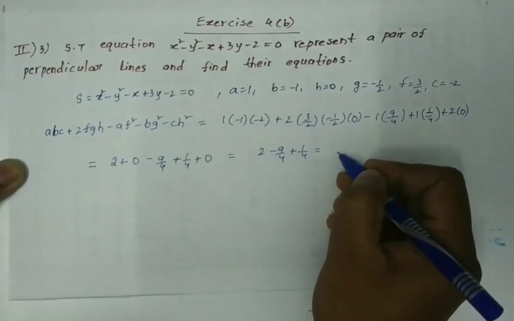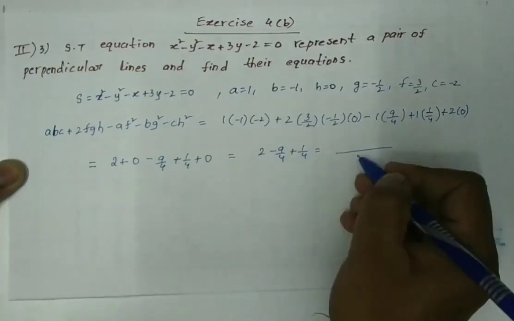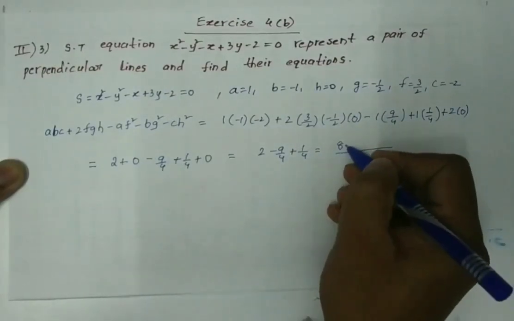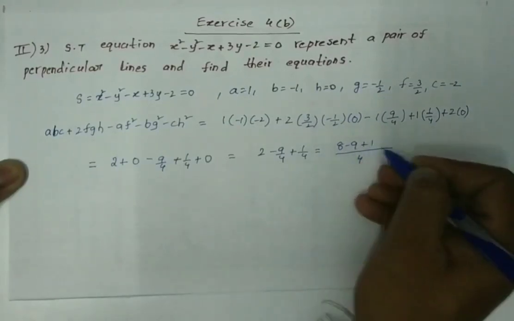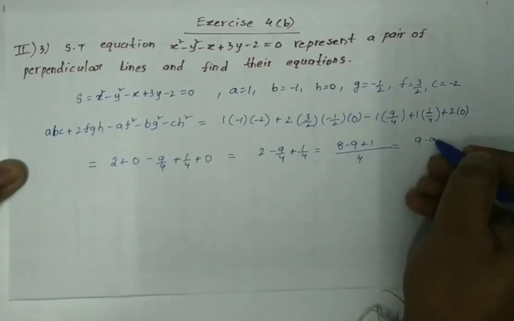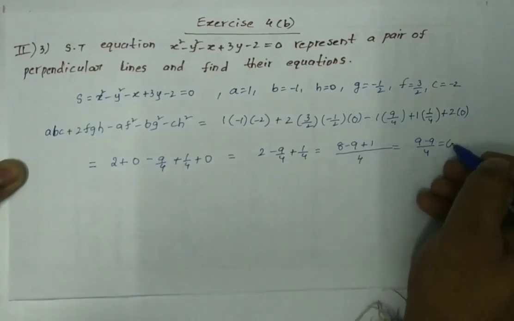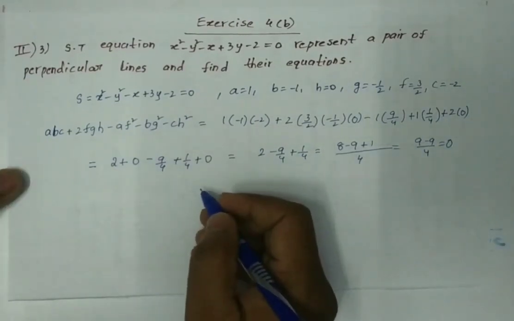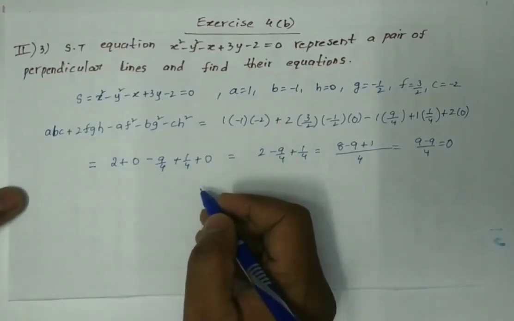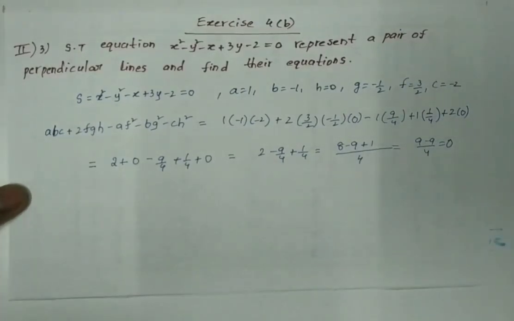Here 4 is the LCM, so this is 8, this is minus 9, this is plus 1. So 9 minus 9 by 4 is nothing but 0. Therefore abc plus 2fgh minus af square minus bg square minus ch square is equal to 0.